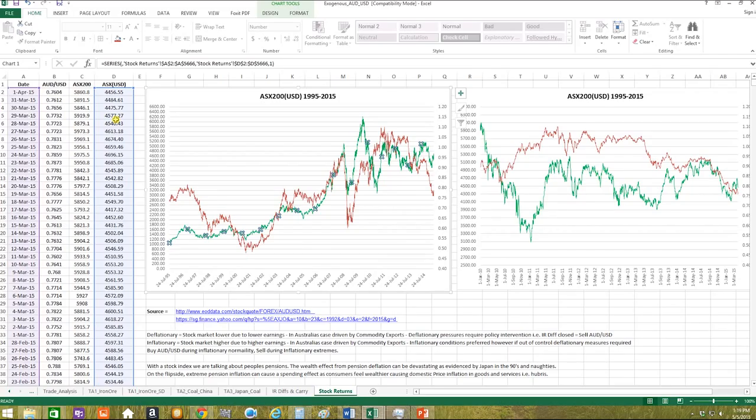So we can see that Australian wealth has been going up fairly considerably from 1995 to 2010, and since then it's been trending sideways, moving within this range here. But we can also see that the Australian dollar has had a deflationary period against the US dollar here, an inflationary period against the US dollar here, and a deflationary period against the US dollar here.